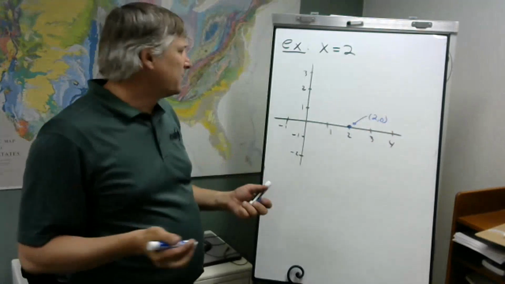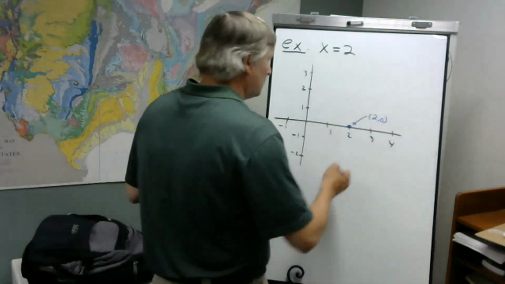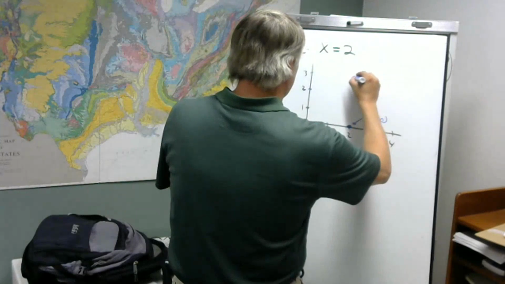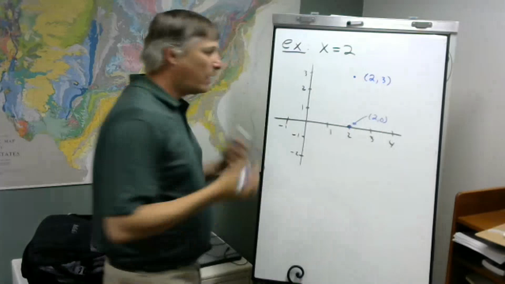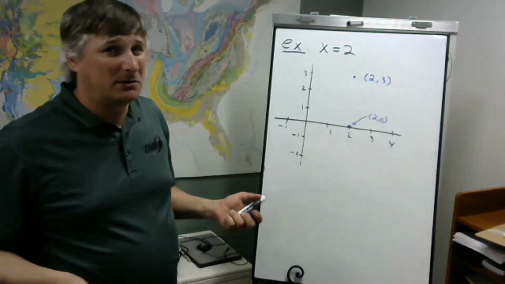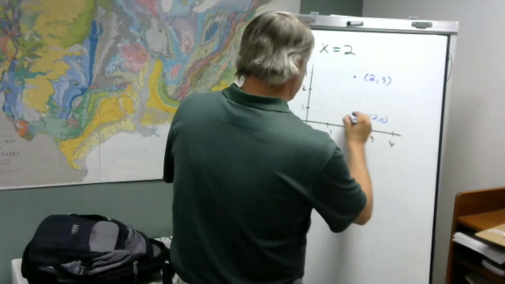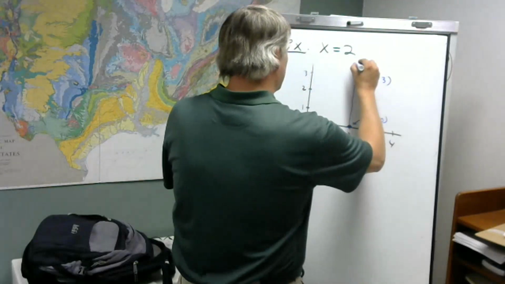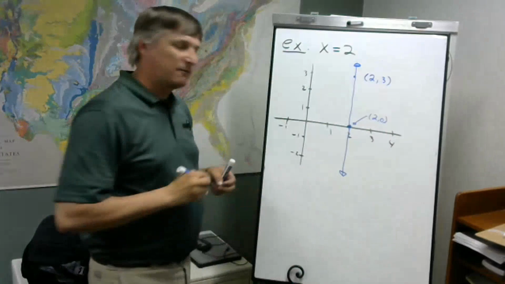And we can choose another point. Like, let's say we want a y-coordinate to be 3. Well, the x has to be the same. So we get 2, comma 3. But the y-coordinate, we can make that whatever we want. And we've got 2 points. So let's connect these 2 points to make a line. And sure enough, we get a vertical line.